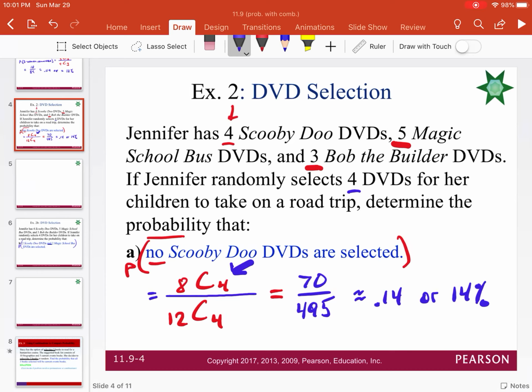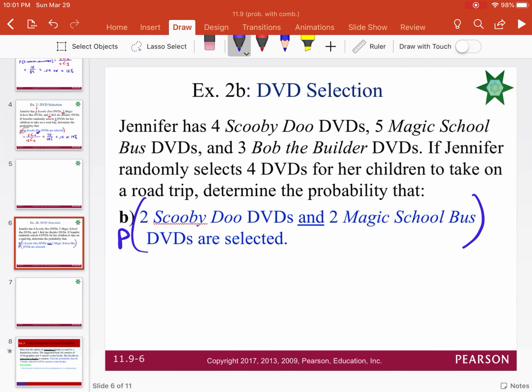Okay, this one is a little bit different because look what it has. The word "and," meaning it's a specific type of group. A specific type of group. Okay, we'll come back to that. So let's do the bottom first. So the bottom is always the total number of groups. So it's not going to change from the last time, because what is the total number of DVDs to pick from? Still 12. And how many are we picking? Still 4. Didn't change. Didn't change.